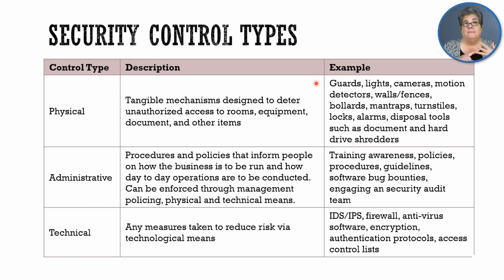Then we have something called administrative. Now, administrative by itself is not going to protect anything. You have to enforce it. These are things set by management, policies and procedures, best practices. This is how you do it, folks, to minimize our risk. So it would include training and policies, procedures, guidelines, bug bounties, or doing security auditing.